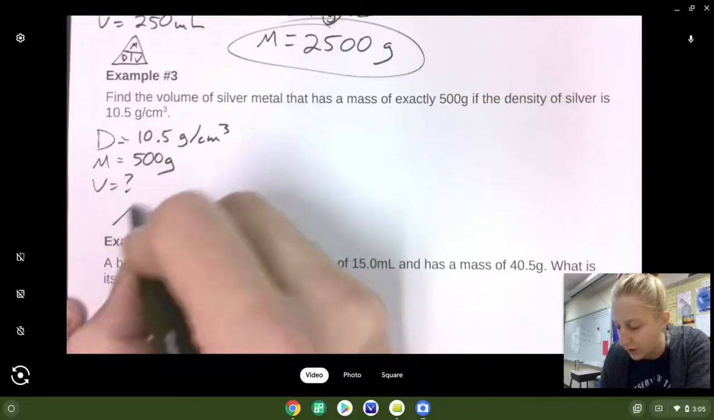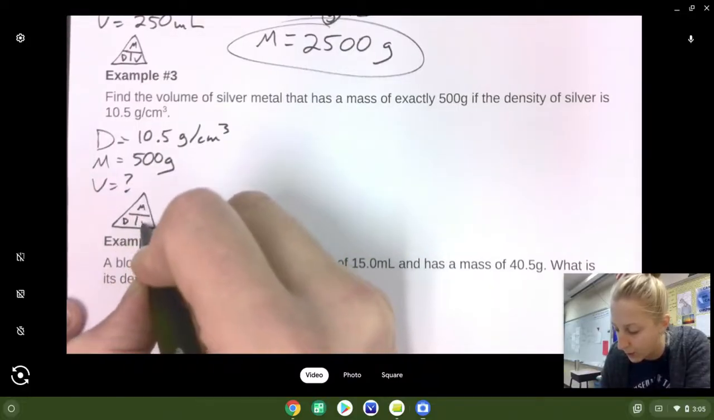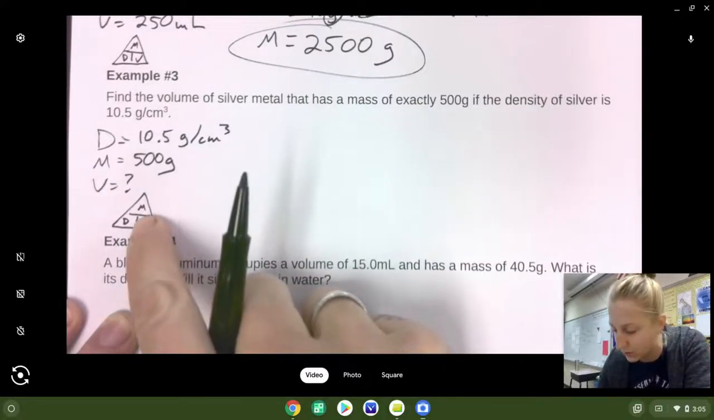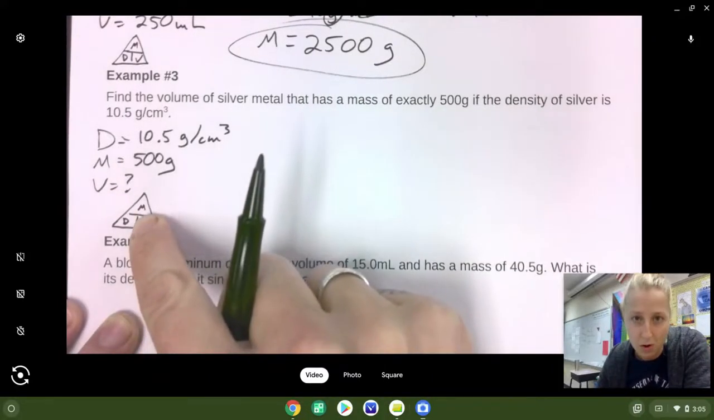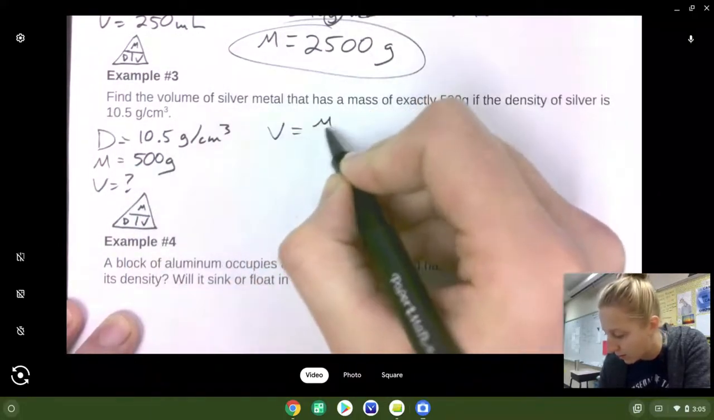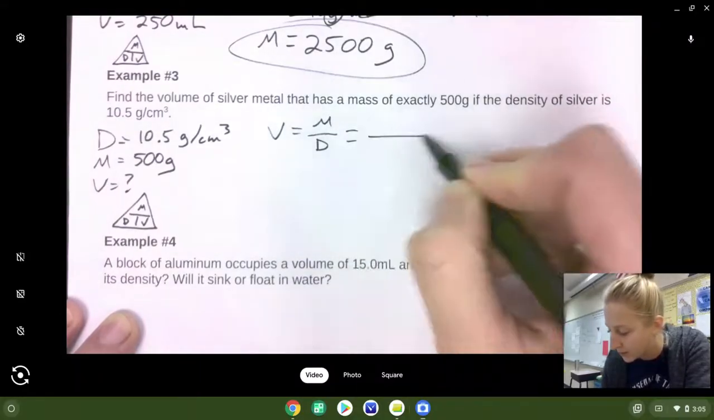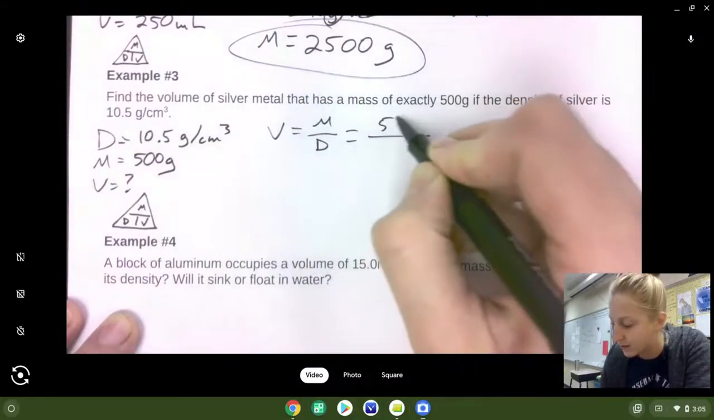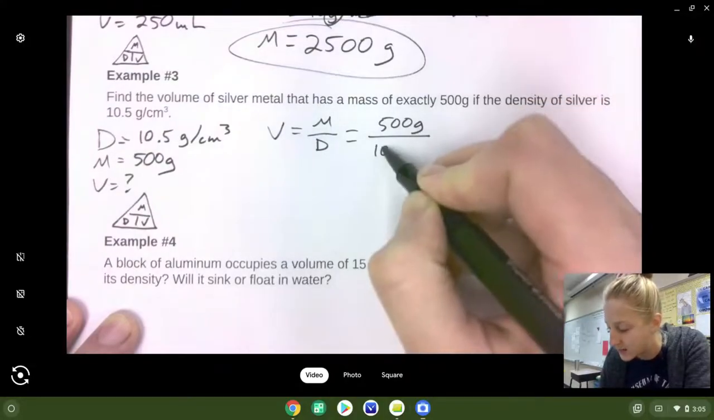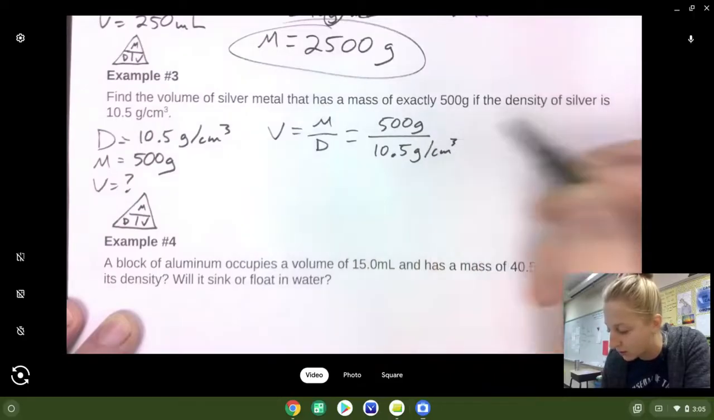So let's find what formula we want to use. DMV. We're looking for volume this time, so I'll cover up volume. I'm left with M over D. So V equals M over D. Okay. Let's plug in those numbers. Our mass was 500 grams, and our density is 10.5 grams per centimeter cubed.